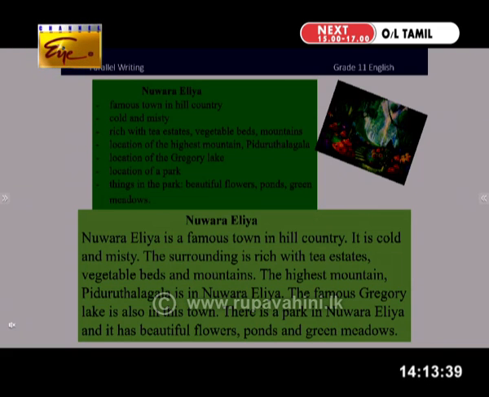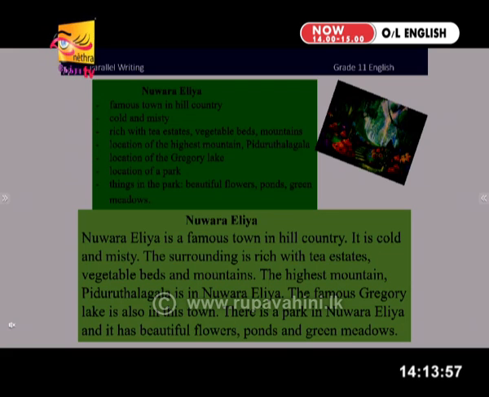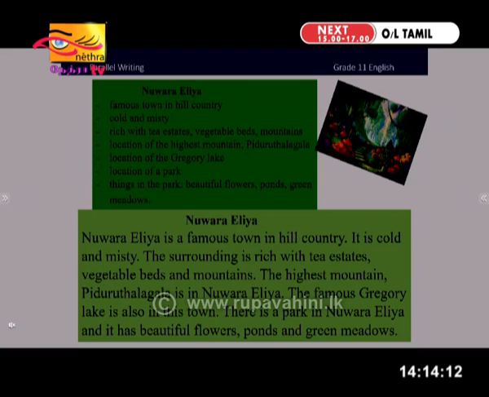Nuwara is a famous town in the hill country. It is cold and misty. The surrounding is rich with tea estates, vegetable beds and mountains. The highest mountain Pidurthalagala is in Nuwara. The famous Gregory Lake is also in this town. There is a park in Nuwara and it has beautiful flowers, ponds and green meadows. Please observe the structure of the sentences, because I'm going to ask you to write a paragraph based on another famous town in Sri Lanka. Shall we move on to that?